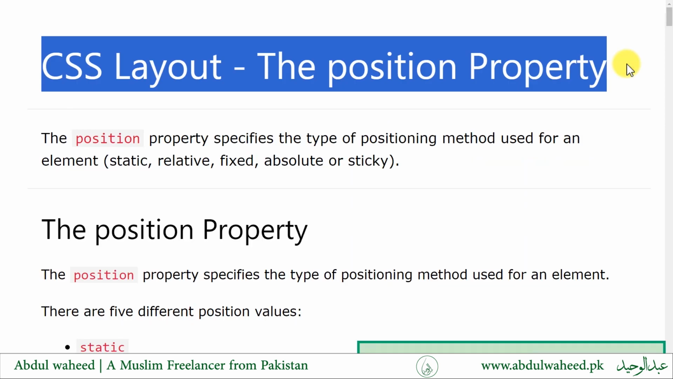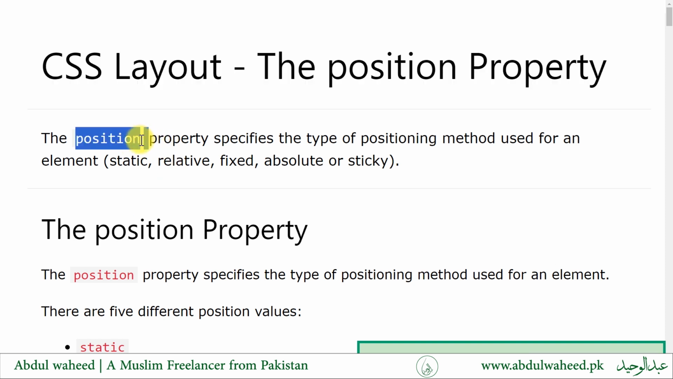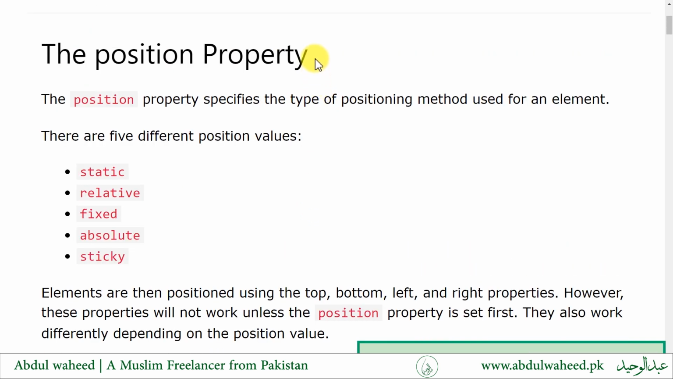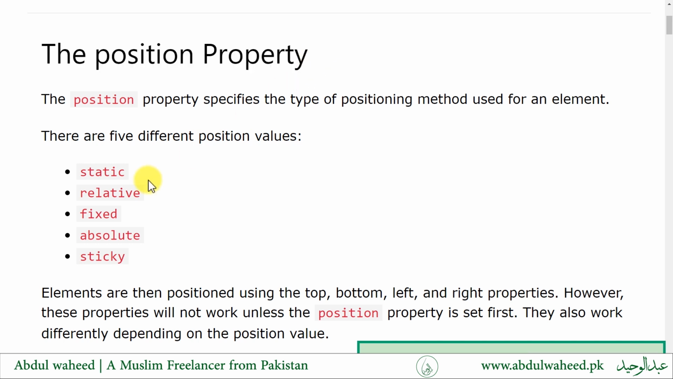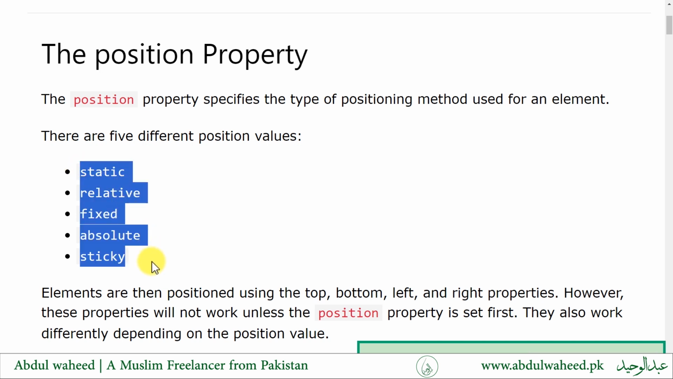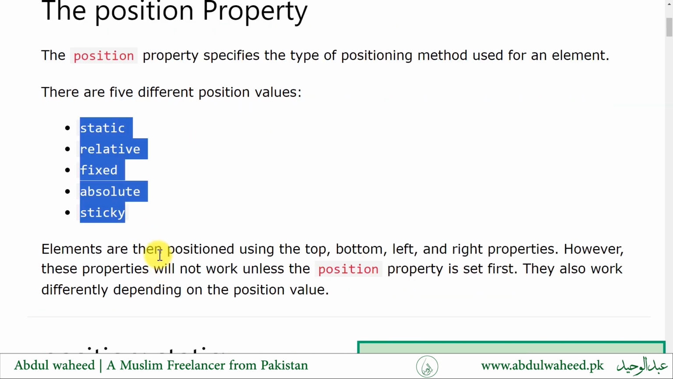CSS layout, the position property. The position property specifies the type of positioning method used for an element: static, relative, fixed, absolute, or sticky. There are 5 values for position: static, relative, fixed, absolute, and sticky.